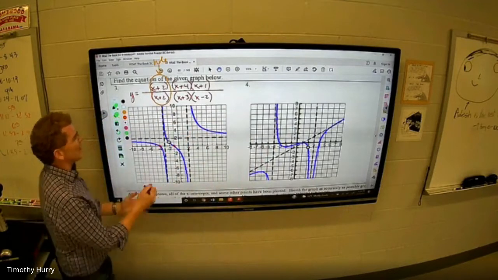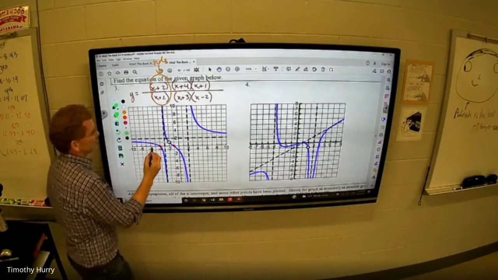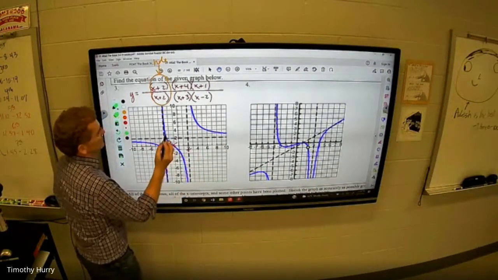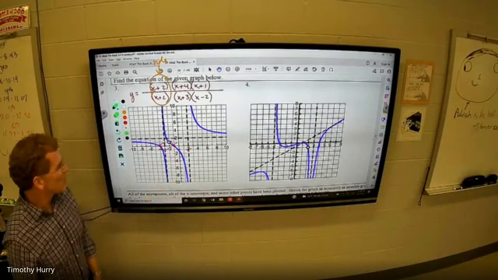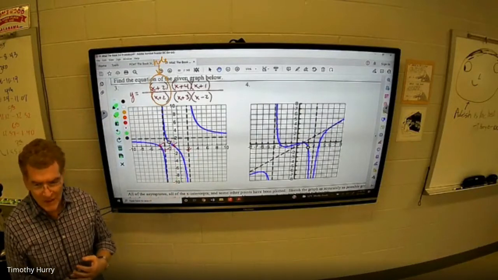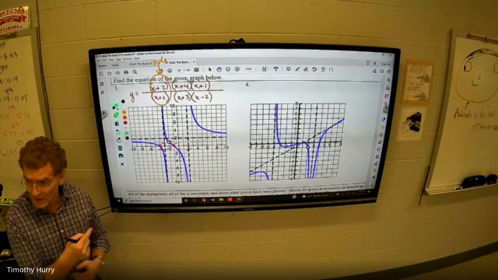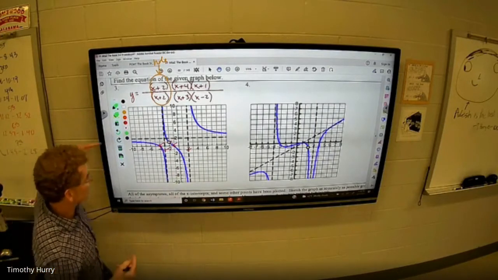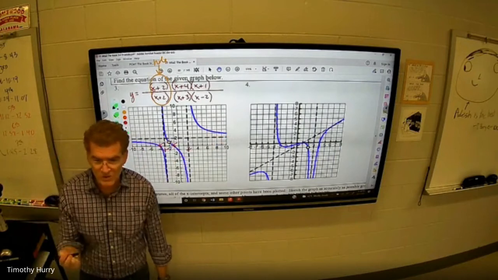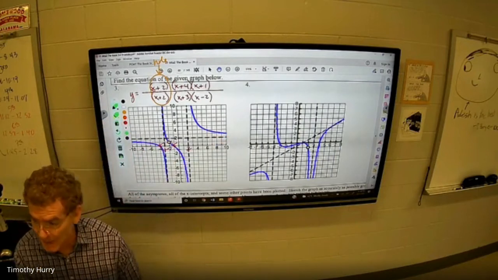So right now I've considered my roots. I've considered my VAs. I've considered my hole. What's really the one thing that I haven't considered? A horizontal asymptote. Now, the fact that it has a horizontal and the horizontal is y equals 2, how do I get a horizontal asymptote that has a number that's not 0?